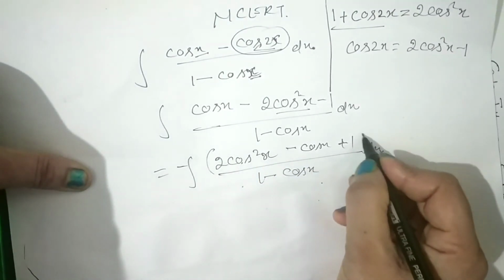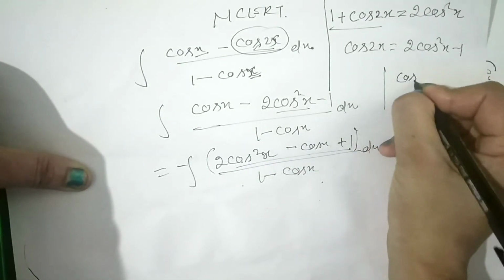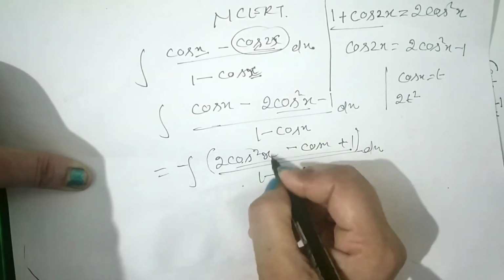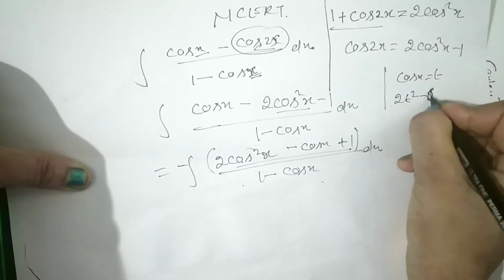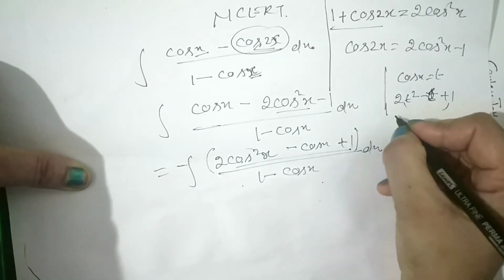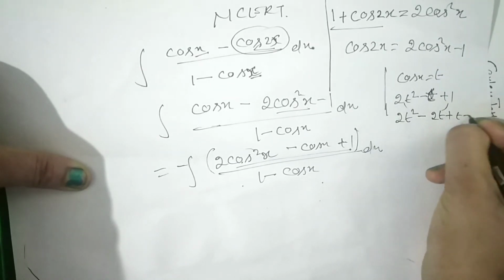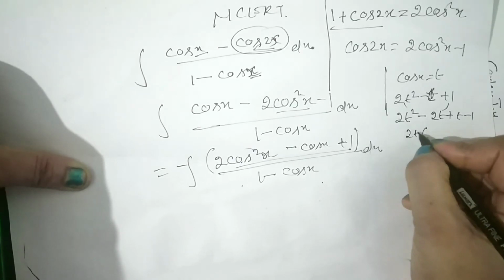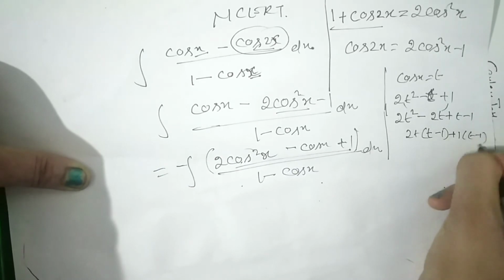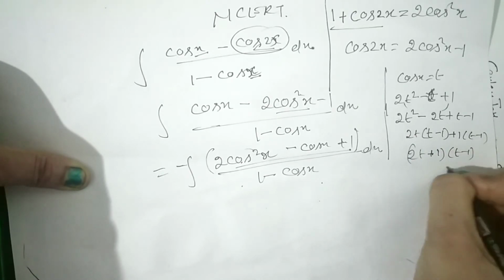Now what we have to do is deal with this as a quadratic, where we consider cos x as t. Just for the rough work, it will become 2t square minus t minus 1 if we put cos x as t. The factors of this: 1 into 2 is 2, 2 minus 1 is 1. So 2t square minus 2t plus t minus 1. After taking 2t common, you will be left with t minus 1 here, and after taking 1 common, t minus 1. So 2t plus 1 and t minus 1 are the two factors.